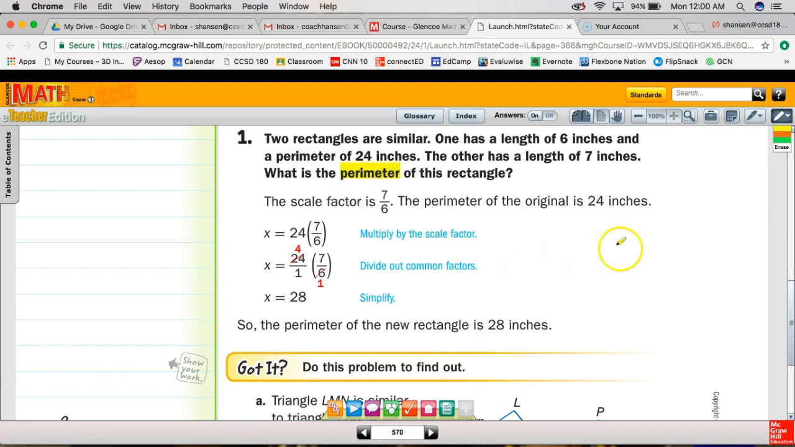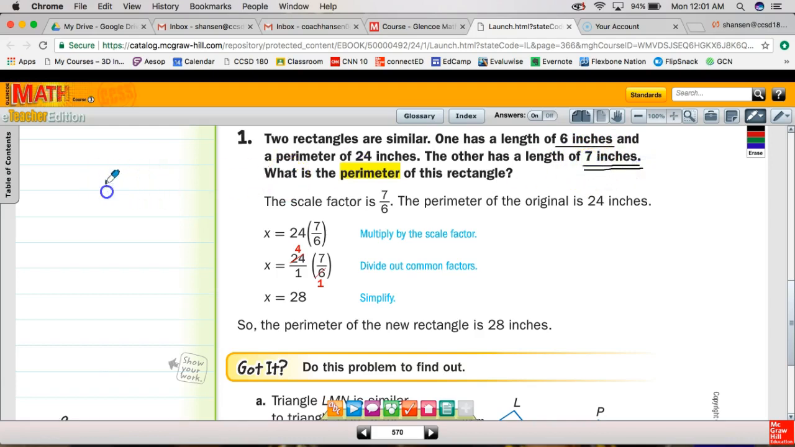Two rectangles are similar. One has a length of 6 inches and a perimeter of 24. The other has a length of 7 inches. What is the perimeter of this rectangle? For all intents and purposes, the first rectangle mentioned is going to be the original. The second is going to be the dilation. So here's the first, length of 6. Here's the second, length of 7.